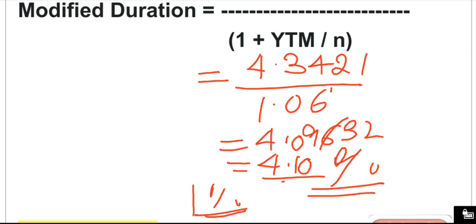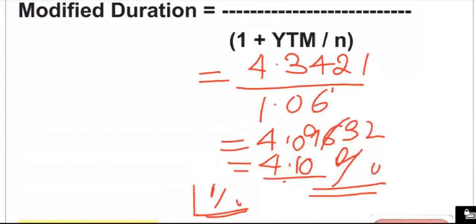So this is also called the interest sensitivity of the bond. This is called interest sensitivity of the bond: how sensitive the bond is to a 1% change in the yield. So I'll repeat once again here. If the yield is increasing by 1%, the value of the bond will decrease by 4.10%. If the yield decreases, it is vice versa.